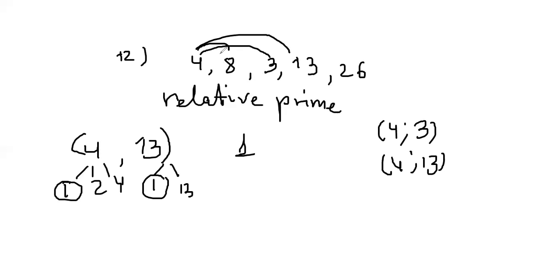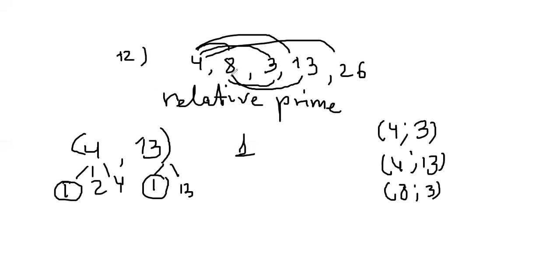What about 4, 26? What can we say about 4, 26? At least they are divisible by number 2. So they have other common divisors besides 1, and they are not relatively prime. So 4, 26 is out. Let's go to another one. For example, 8, 3. 8, 3 is also relatively prime because they are both divisible only by 1.